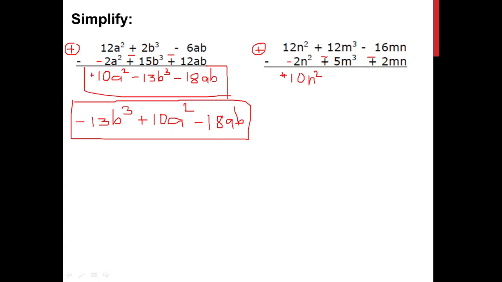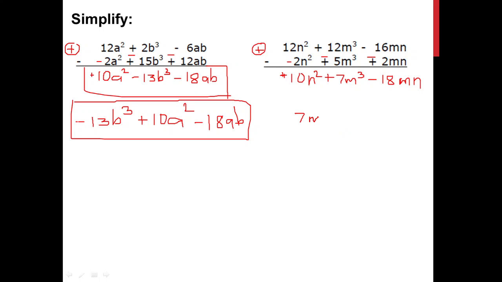Again here, positive and negative. So it's subtraction. We need to subtract. The sign of the biggest number, which is 12, is positive, so the result is positive also. 12 minus 5 is 7. M cubed. Next, we have here a negative and a negative. So you need to add because they have like signs. And then copy the sign of the two integers, which is negative. 16 plus 2 is 18 mn.